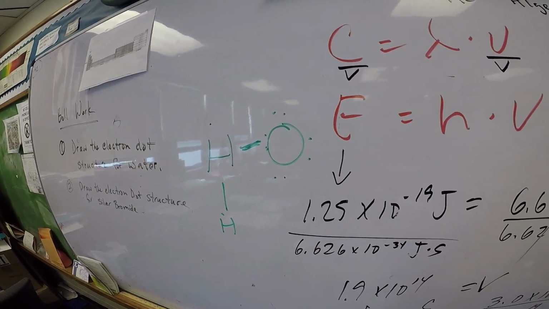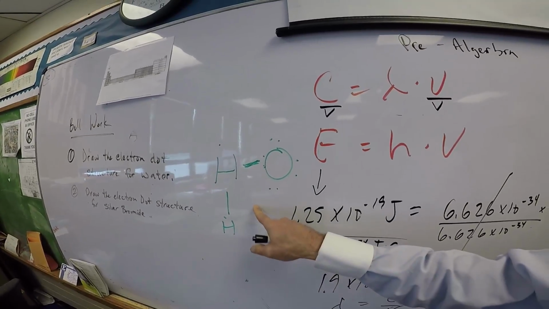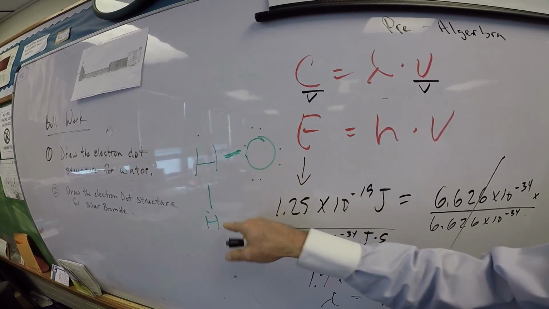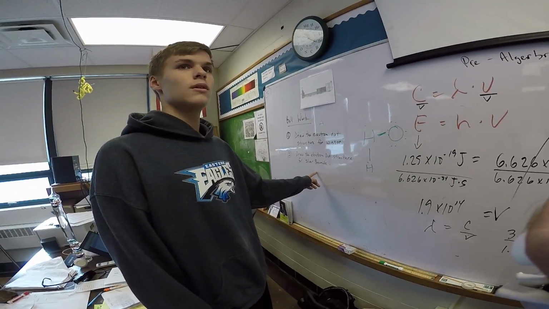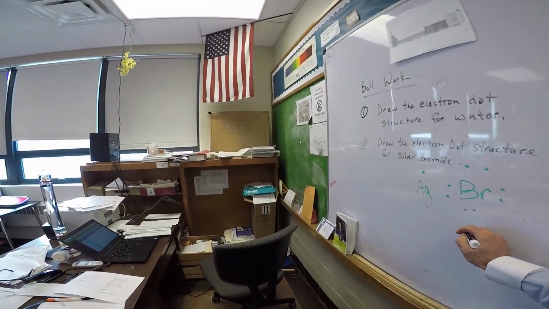Okay, Jimmy did a nice job attempting the electron dot structure for water. Okay. 7 electrons around it.